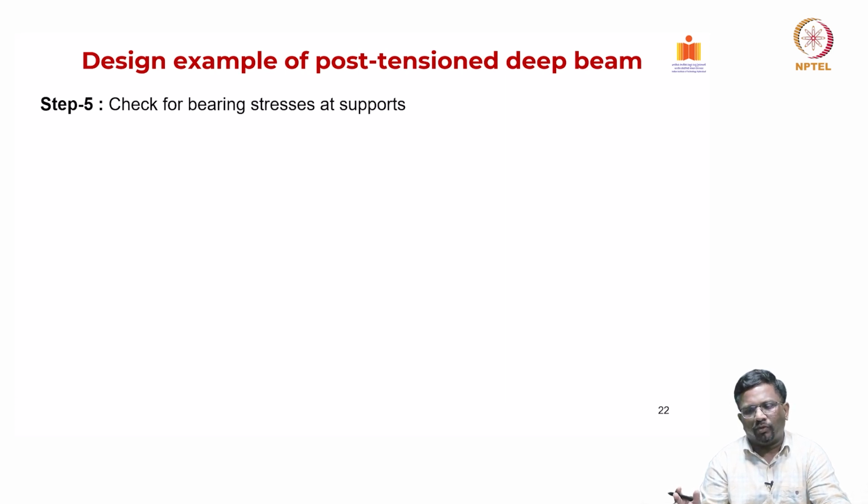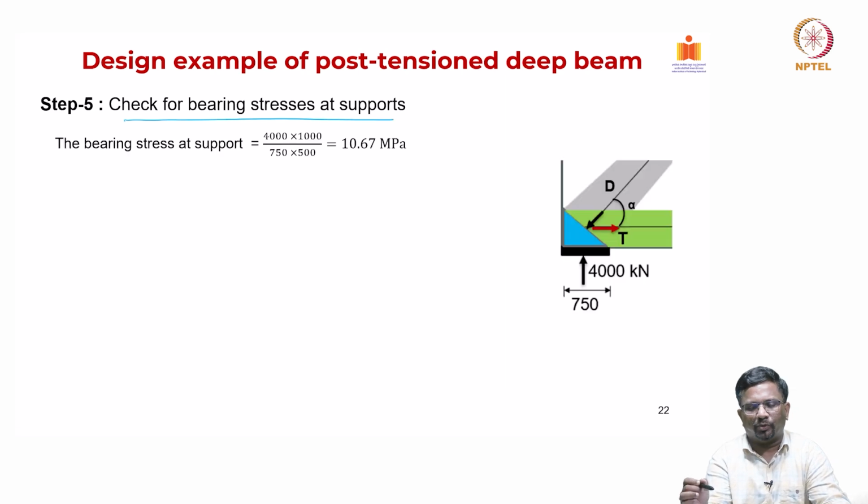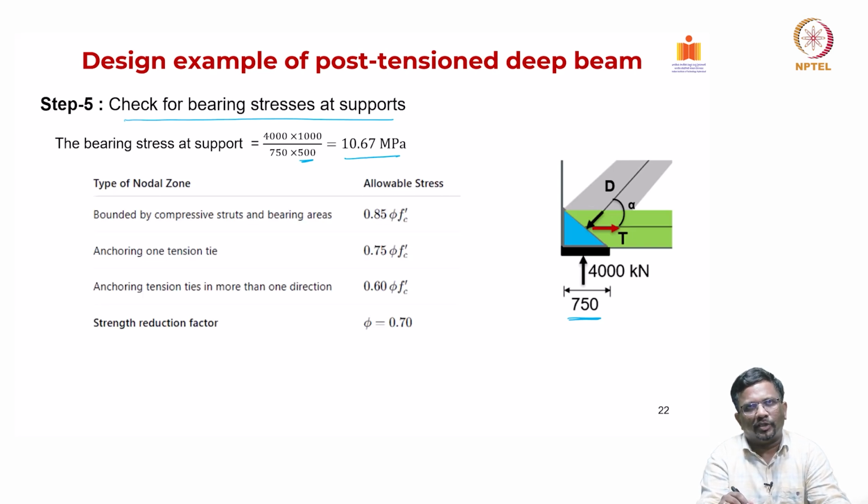Now, once we have found out the forces, we need to check the stresses and calculate the amount of reinforcement that is required. Now, let us look at it. Step 5 is to check for bearing stresses at supports. So, you can see here 4000 kilonewton, which you multiply by 1000 to get Newton, and your width here is 750 and the width of your beam is 500. If you divide by that, you get a stress of 10.67 megapascal.